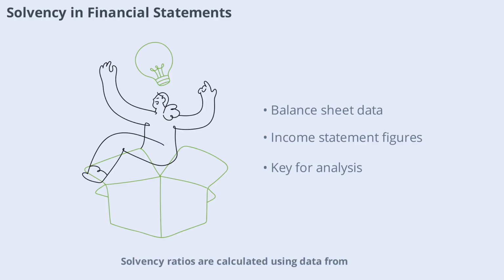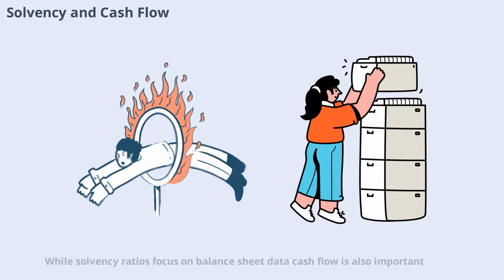Solvency ratios are calculated using data from a company's balance sheet and income statement. Key figures include total assets, total liabilities, shareholder equity, and interest expenses. Understanding where to find this information is the first step in performing your own solvency analysis. While solvency ratios focus on balance sheet data, cash flow is also important.